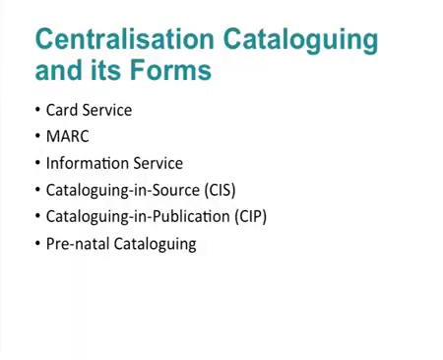of centralized cataloging. Now you come to the point of what the different forms of centralized cataloging are. For instance, there are card services, MARC (machine readable catalog code), information services, cataloging in source and cataloging in publications. And prenatal cataloging, which Ranganathan has suggested. So, these are some of the forms of centralized cataloging.